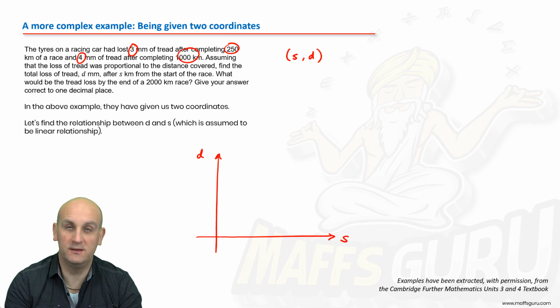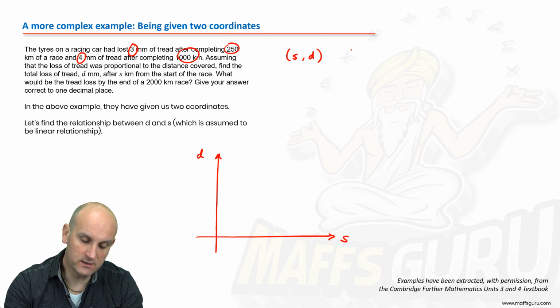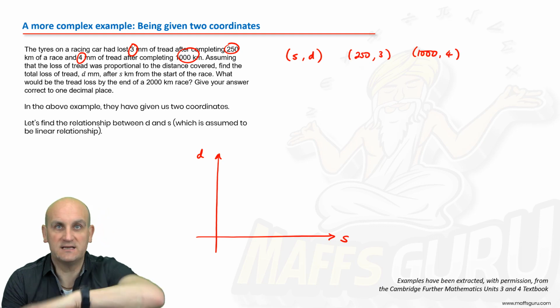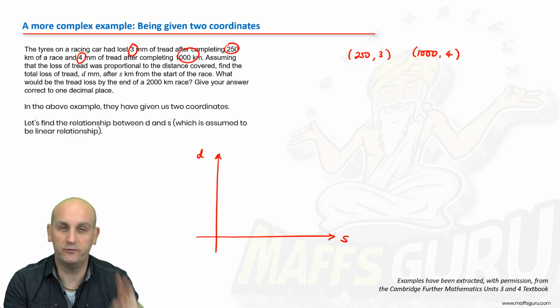Now, if I was to write them in the order the question gave me, I'd make a stupid mistake. So in this situation, my coordinates are given as 250, 3 and 1,000, 4. So before we even start this question, we've got to make sure we got the axes the right way around, the numbers the right way around. But now that I've got it, I've got 2 coordinates, I can use my theory to find my equation.